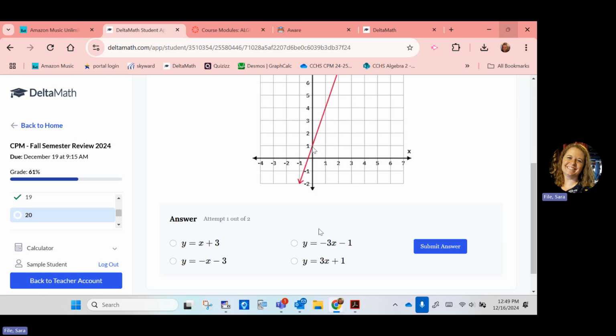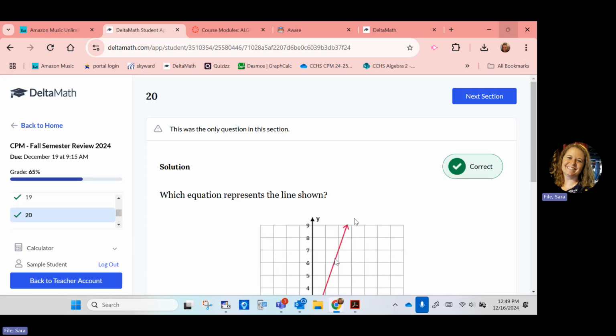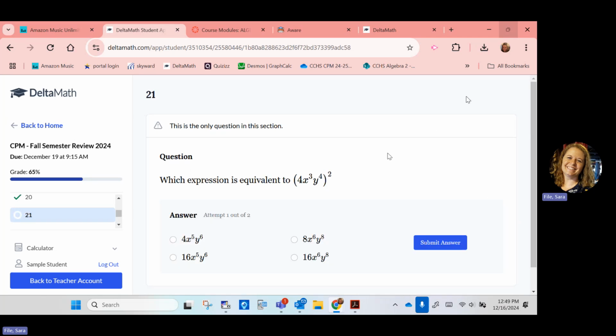And then what is the y-intercept? Where does it cross the y-axis? At 1. This is the one that has a 1 for the b value. So that's it. Now, if you don't remember those rules, you can actually type all those in, Desmos, and see which one gets you the correct graph.